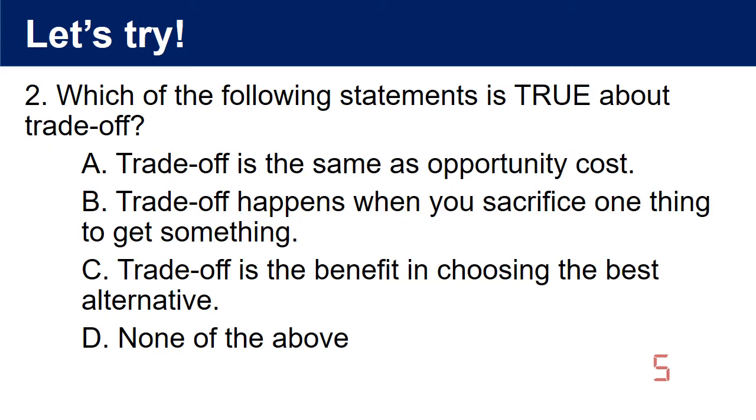2. Which of the following statements is true about trade-off? A. Trade-off is the same as opportunity cost. B. Trade-off happens when you sacrifice one thing to get something. C. Trade-off is the benefit in choosing the best alternative. D. None of the above. The answer is B. Trade-off happens when you sacrifice one thing to get something.